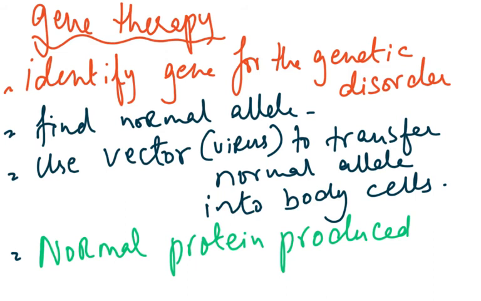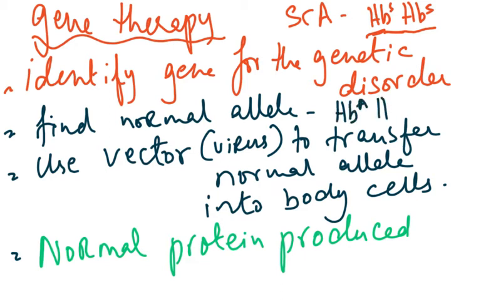Now, what happens in gene therapy? Number one, we've identified the gene for the genetic disorder. Like in sickle cell anemia, there is the HBS allele which is defective. So a person with HBS is going to be suffering from sickle cell anemia. Now if we can identify that, this is the problem in sickle cell anemia, what we do is we want to find out the normal allele. Now you know the normal allele for it is HBA, which happens in normal people. And most of us would be HBA.